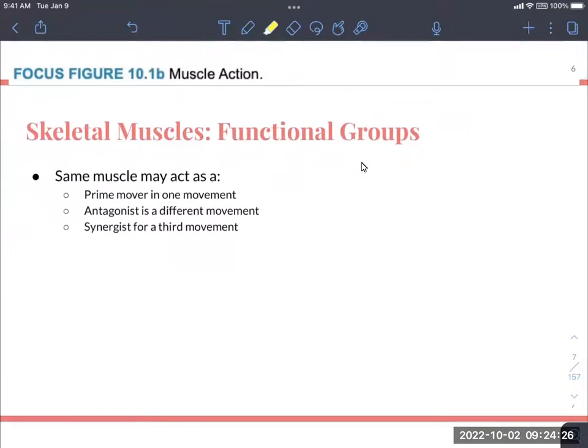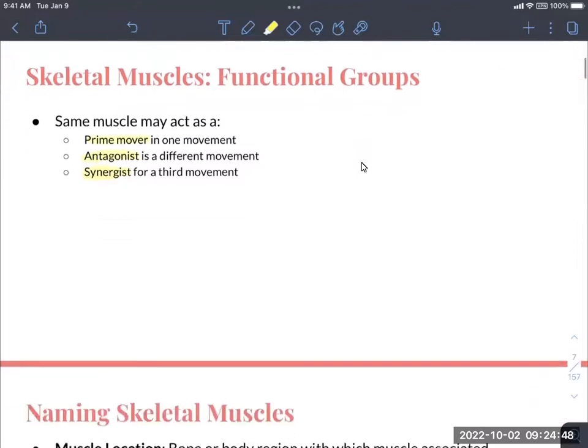So some muscles could be primary movers for one action. They can be an antagonist for another action, or they can be a synergist for a different type of movement. It just depends on what you're trying to do. Muscles move and work in different ways depending on what movement you're trying to complete.